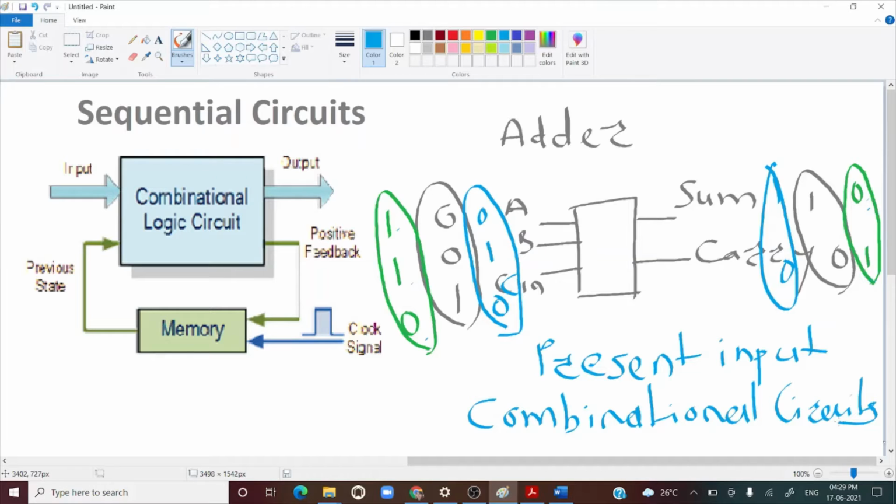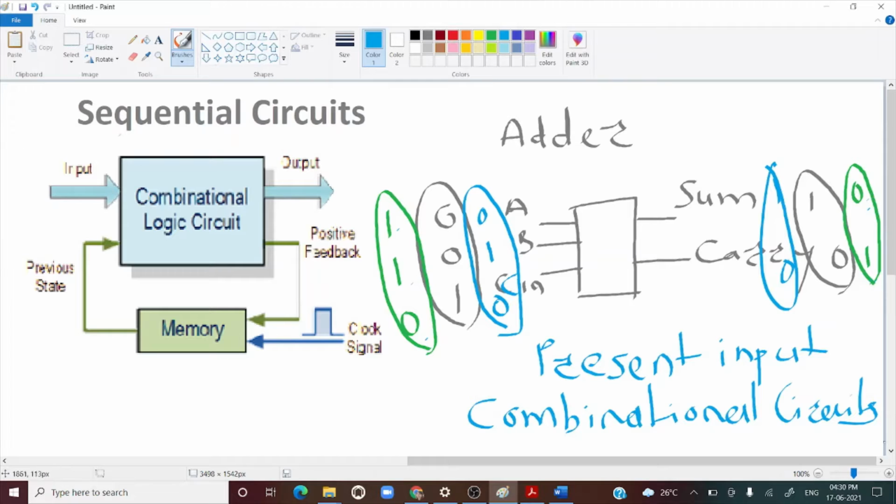Okay. So you can see the block diagram for the sequential circuits. Actually, it consists of a combinational circuit. Here also we are going to use the basic logic gates such as AND gate, NAND gate, NOR gate and all those. Mostly we are going to use the universal logic gates, that is NAND and NOR.